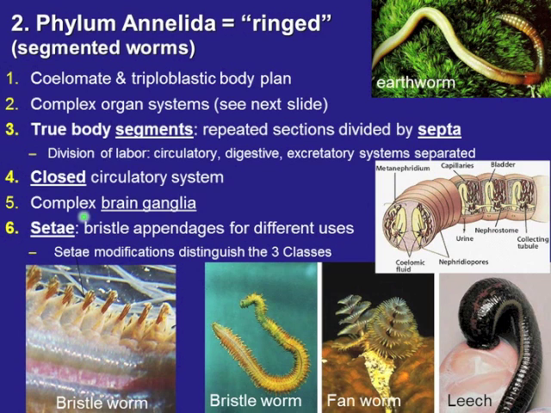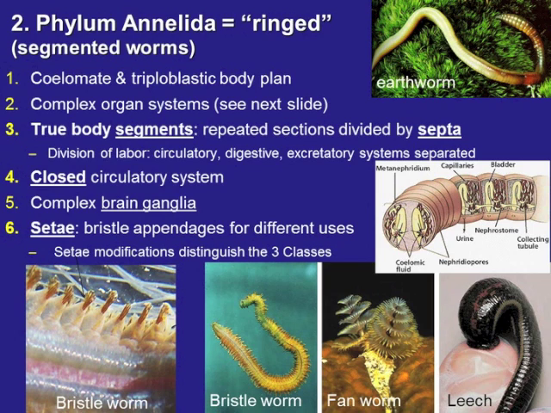5, they have a complex brain ganglia, not to be confused with a brain that we are familiar with in humans. They have setae, which are bristle appendages for different uses, some swimming, some burrowing. And setae modifications distinguish the 3 classes. So we have several different classes.